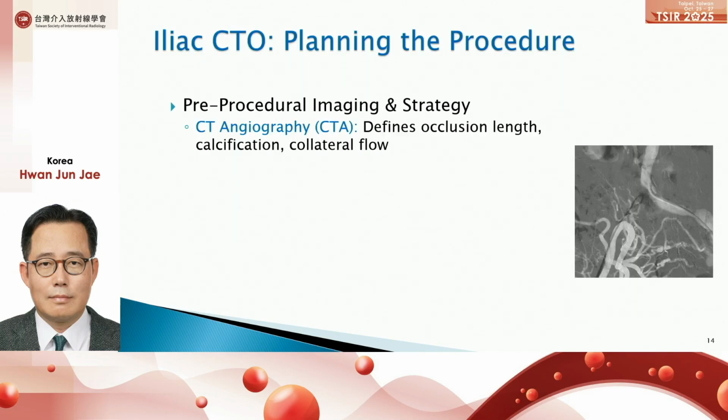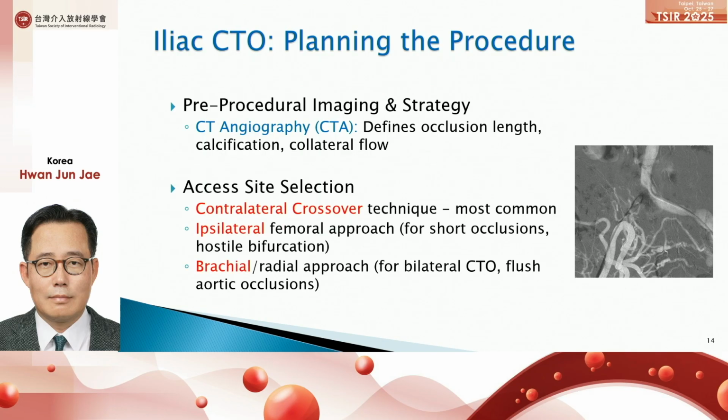When we plan the procedure, CT angiography is quite important because it can define the occlusion length, calcification, and collateral flow. Also for access selection, the contralateral crossover technique is the most common. But we can also use an ipsilateral approach for short lesions, or brachial access for bilateral CTO, or flush aortic occlusions.